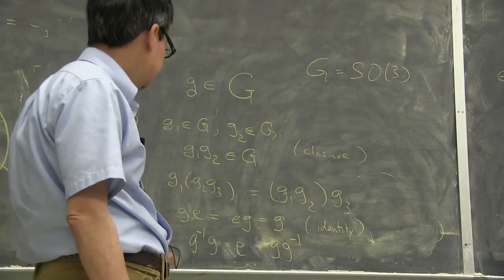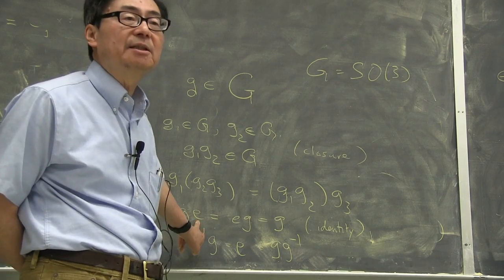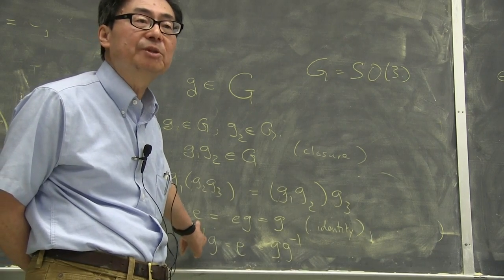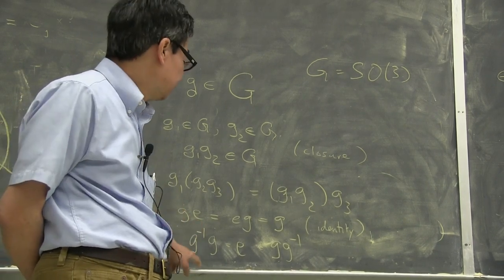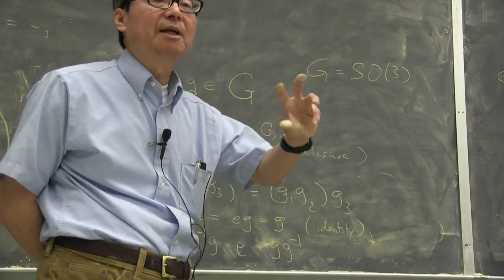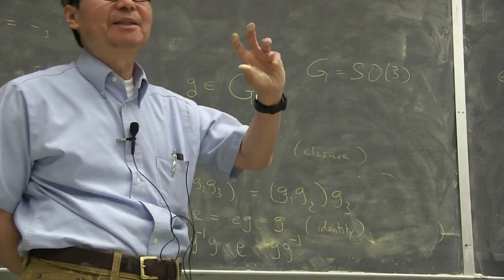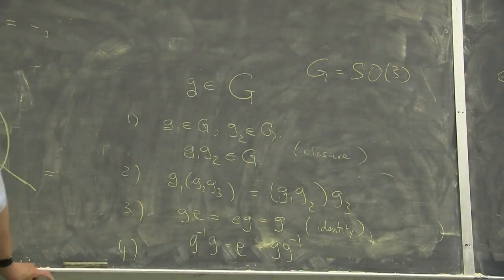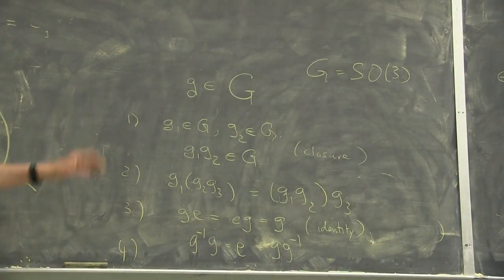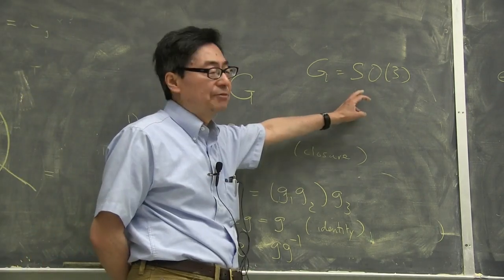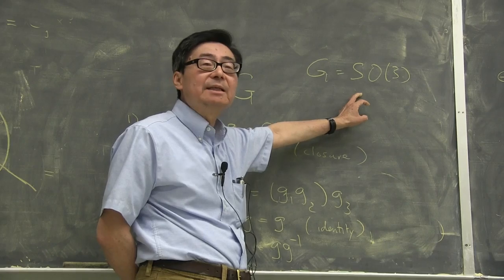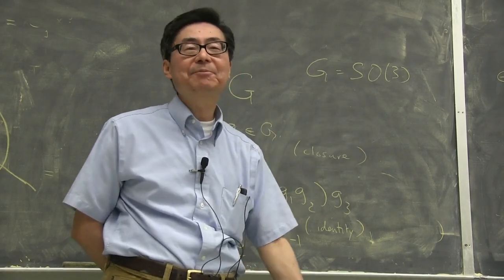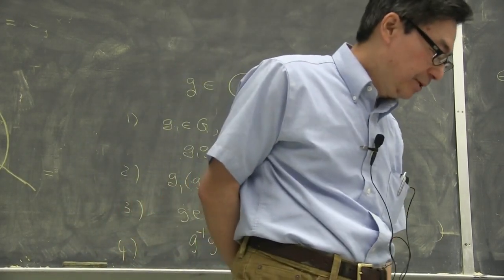And finally, what is the identity in SO3? It's just the identity 3 by 3 matrix. Finally, given any rotation, you can undo it, so to speak. So given any rotation, there's always an inverse, such that this last axiom is true. So once you can prove those four things, then you can declare that the set of SO3 matrices is a group.